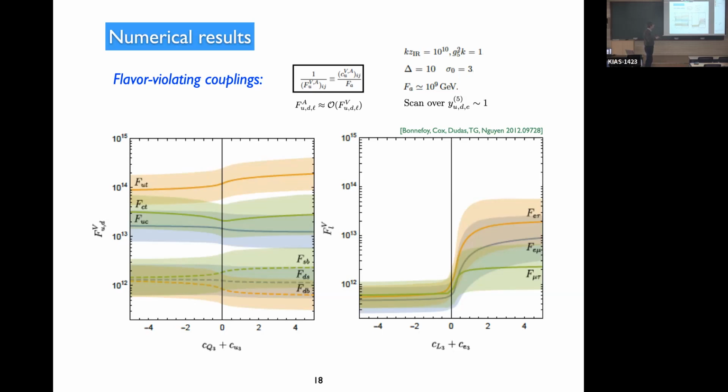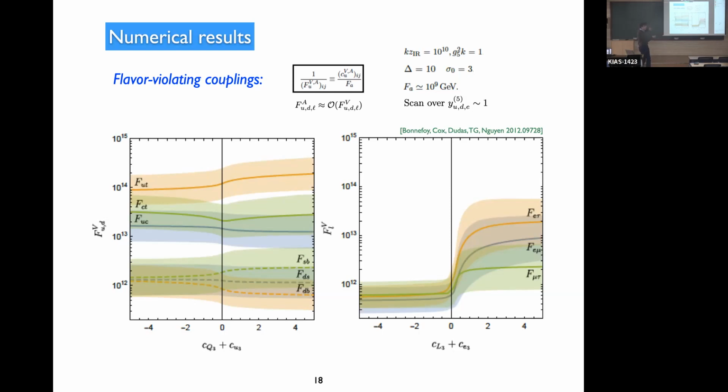Delta is chosen to solve the quality problem. And then you scan over the 5D parameters. And you assume that the 5D parameters are all of order 1. So you don't put in any hierarchy. The hierarchy is coming out from the overlap. And then these are the predictions for the flavor-violating axion couplings.